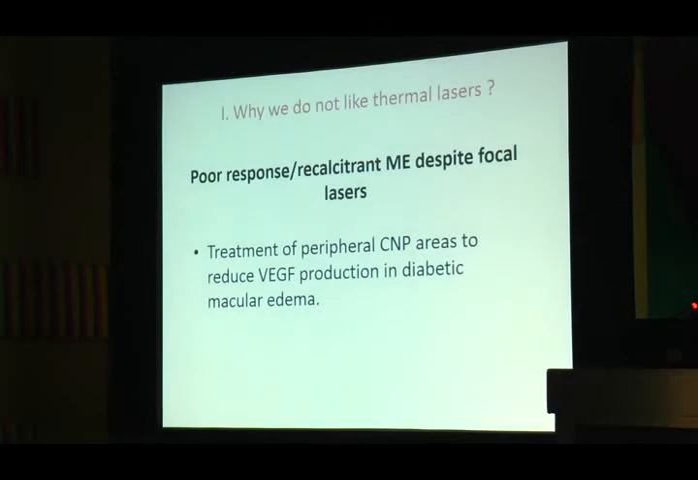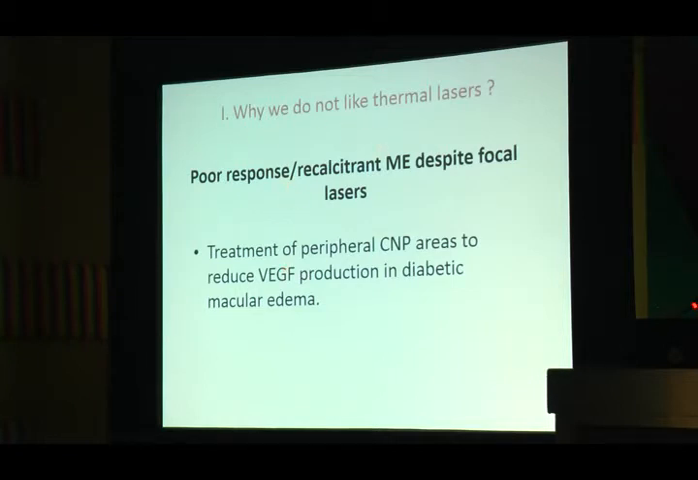As I said, what is our reluctance in doing laser in this era? Why are we so scared of thermal lasers? One, we have seen over time patients who just undergo lasers, and in our country we have seen patients undergoing laser without even getting good metabolic control. So you do laser, all your hard exudates come to the center, they sit in the fovea, and we say lasers are bad. Well, it's a multifactorial disease. So why do we not like thermal lasers, and why do we have poor response?